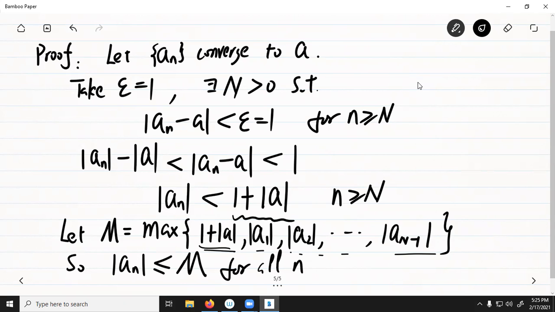Why do you have to pick your epsilon to be a number? Why not just keep it as epsilon? It's because we know this converges to a, which is true for any epsilon. So we just take one value for this epsilon. You can take 2, you can take 3, it doesn't matter. You can take 1/2. We just need to fix one epsilon.